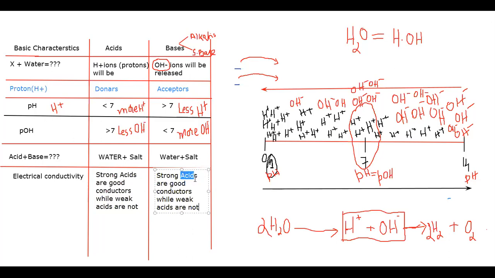Strong bases are good conductors while weak bases are not. This is the similarity of acids and bases. They are good conductors in case of strong acids, and strong bases are good conductors. Now we will also discuss what you mean by strong acids and strong bases. Okay, now we will hold that point and we will discuss it completely.